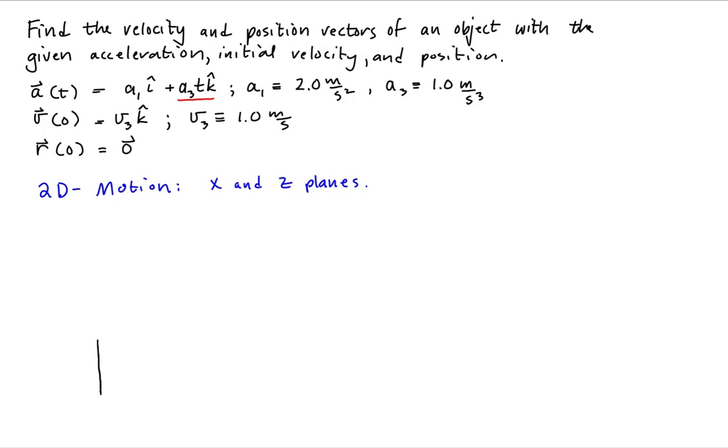Let's start with a sketch of the object at our initial time. I'm going to start with a sketch of the XZ coordinate system. Z is along the vertical axis, X is along the horizontal axis, and our object will be represented at the origin at time t equals 0. At that time, the velocity of the object is only along the positive z-axis. We will label this velocity at time t equals 0 v3.